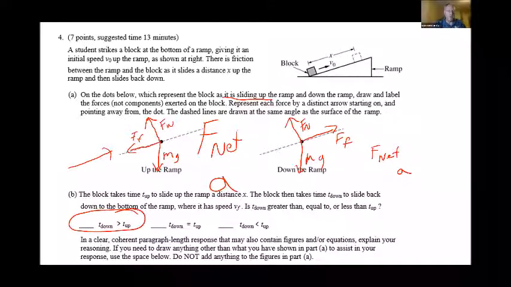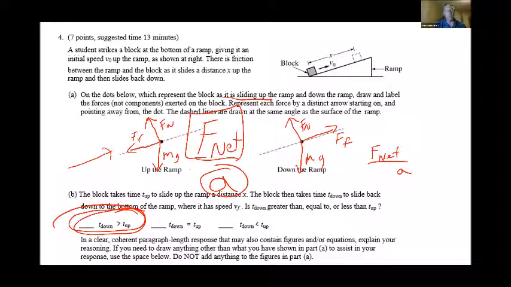So the way I would answer this, number one, choose this answer: time down is greater than the time up. And then I would talk about the net force acting on the block in each direction. I would say on the way up, because you have friction and the parallel component of the weight opposing the upward motion, you've got a large net force and therefore a large acceleration. And very quickly, the velocity gets to zero and it gets to its highest point.